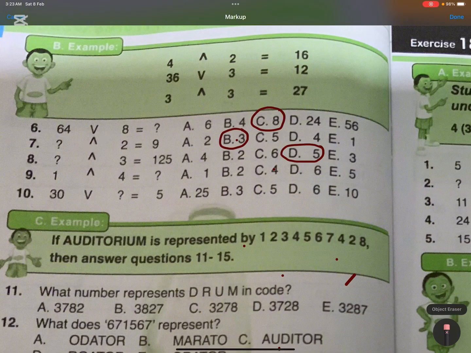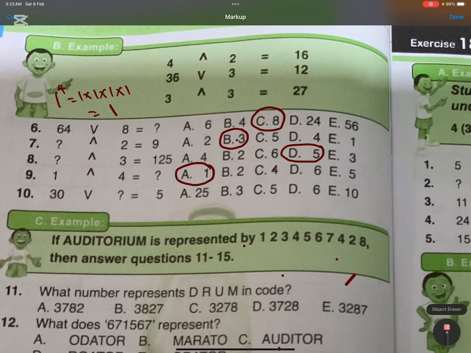Where is the sign facing? Okay, that's number 9. The sign is facing down here. So it will be 1 raised to power 4. 1 raised to power 4 means 1 times 1 times 1 times 1. And that's still 1. So the answer is 1, which is A.